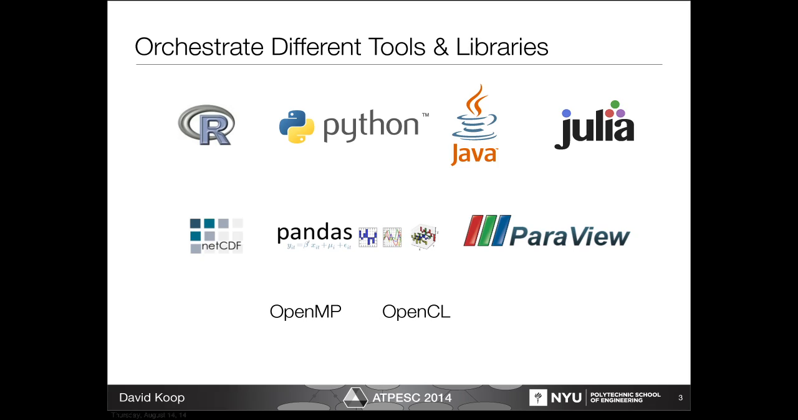And so bringing together different tools, bringing together different libraries is a key piece in any sort of complex computation. And so there's a lot of different tools out there, programming languages, R, Python. There's been some talk of Julia. There's different libraries. This is by no means a comprehensive list. Things like NetCDF, ParaView, OpenMP, OpenCL, other things like that. And so orchestration, bringing all these things together, I think is one of the challenges that needs to be addressed in really doing good scientific work.